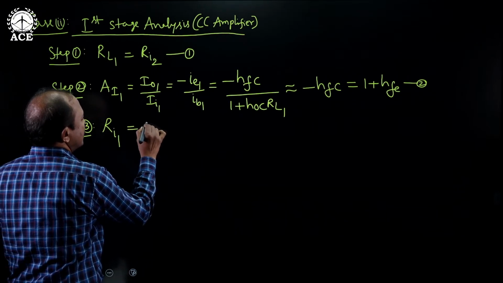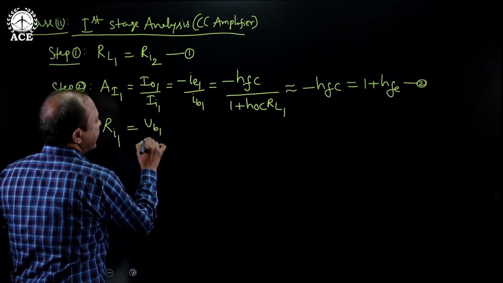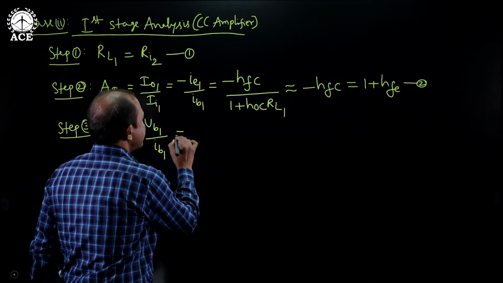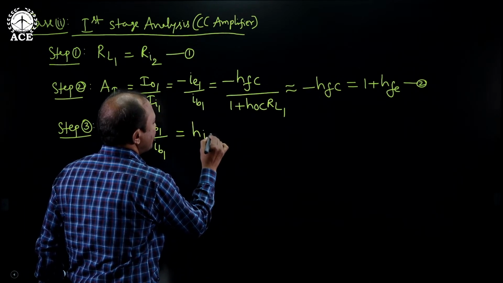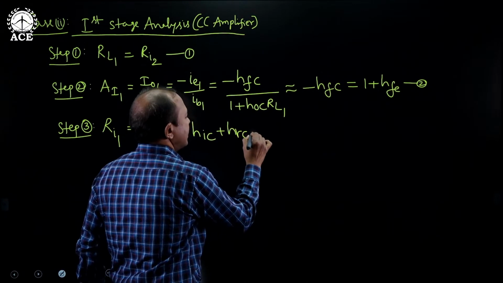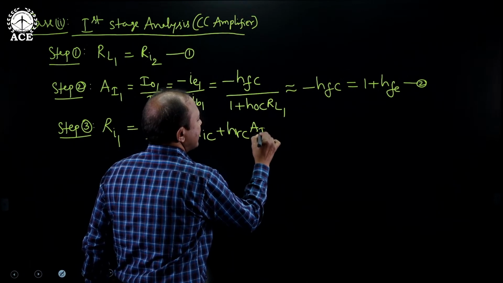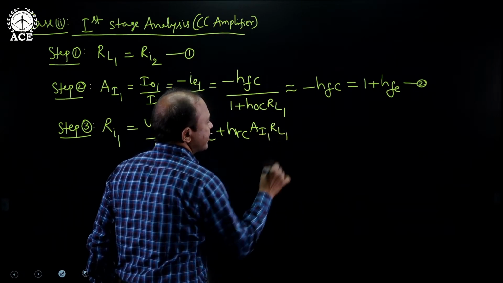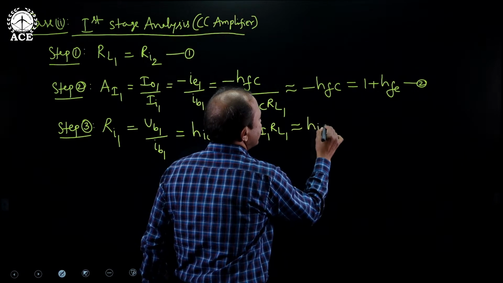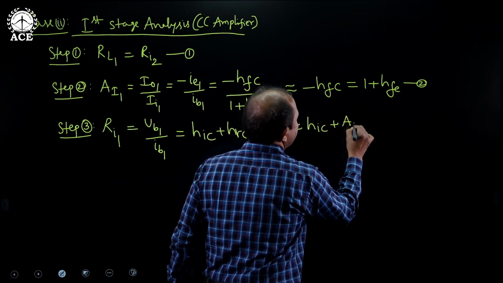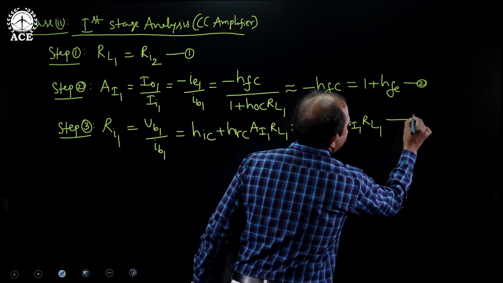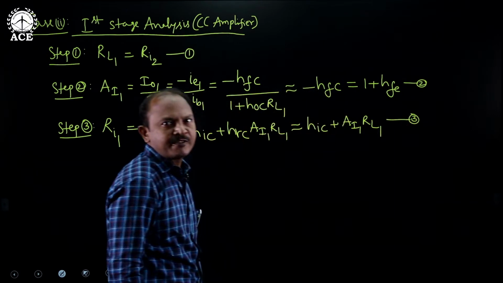RI1 equal to VB1 by IB1 is the formula, and the equation for this is HIC plus HRC AI1 RL1 is the accurate equation, which can be approximated to HIC plus AI1 RL1. This is the equation for input resistance.